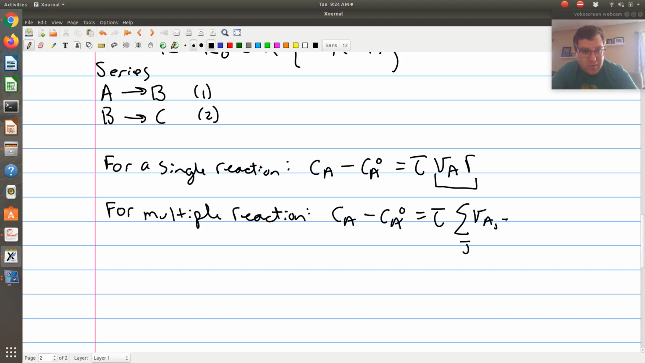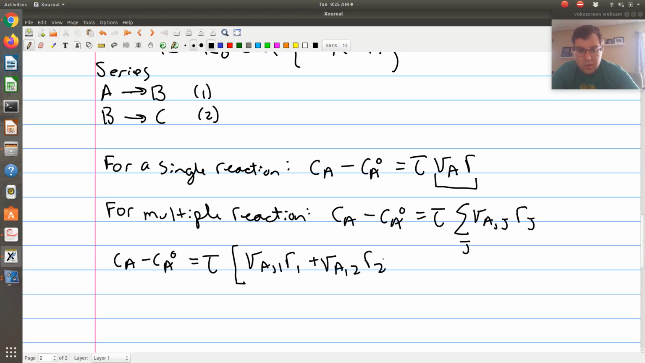Stoichiometric coefficient of each species in each reaction times the general rate expression for each reaction. Okay, so for our problem, we'll write a mole balance design equation for A, B, and C. They're all going to look exactly the same. For A, I'd have Ca minus Ca naught is equal to tau, and let me put this in brackets since we're writing it for the first time: stoichiometric coefficient of A in reaction 1 times my general rate expression for reaction 1, plus nu A2 R2.